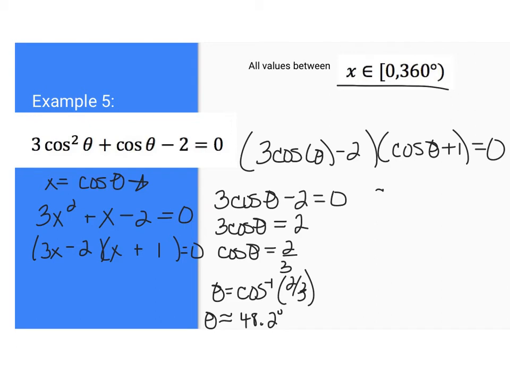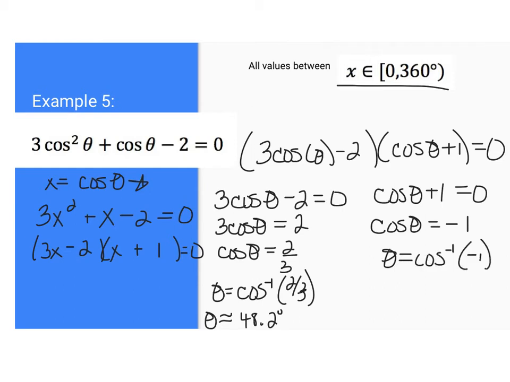On the second half, we're going to set this factor independently equal to 0. Move the 1 to the other side, so it makes it negative 1. Take the inverse cosine. That point is a point on the unit circle. Again, remember that cosine is an x value, so we're looking for an x value of negative 1, and that gives us an answer of 180 degrees.